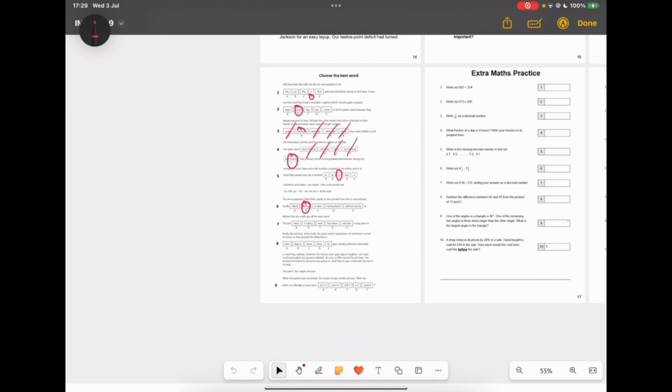Okay, so the ball took a long time to finally descend. The ball took a long time.